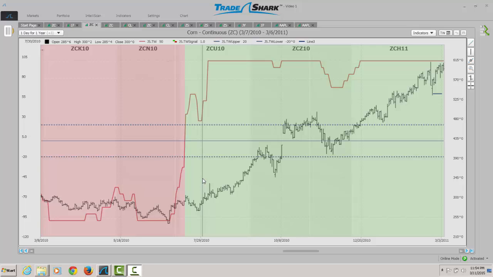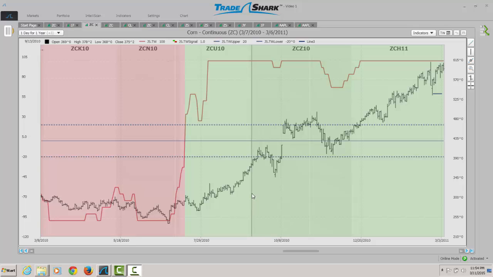Now, I've colored the charts here to show whether we're long, short, or neutral. So when it's sort of reddish, that means the trend weight is indicating a short position. When it's green, it's indicating a long position, and yellow, it's neutral.